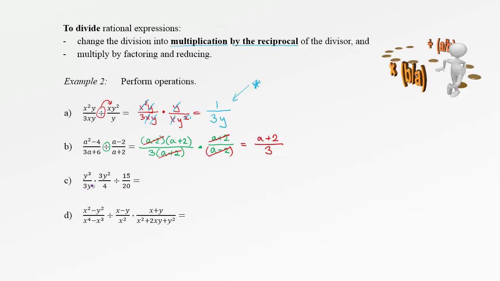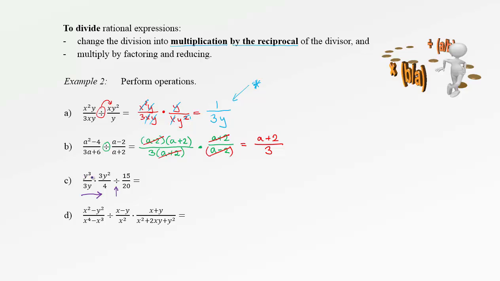This time we have two operations in a row, but remember, order of operations, we go from the left to the right when we deal with multiplication or division. So first we need to multiply these and then divide. We can rewrite everything in one step by changing this division into multiplication by the reciprocal of the last fraction.